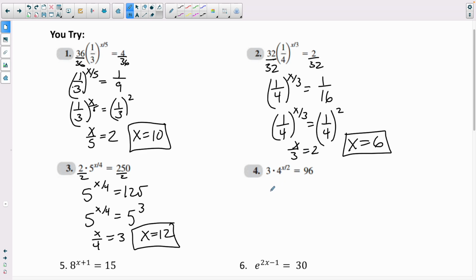So x equals 12. Same process for number 4. Divide both sides by 3. 4 to the x over 2. 96 divided by 3 is 32.